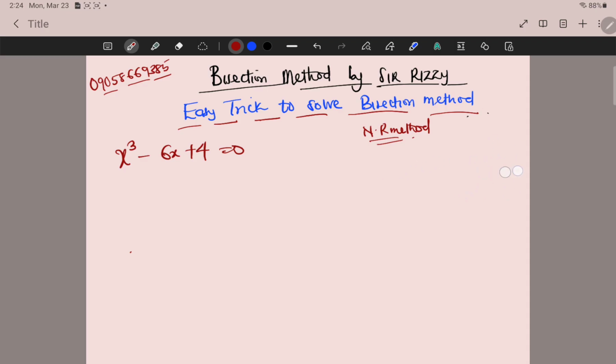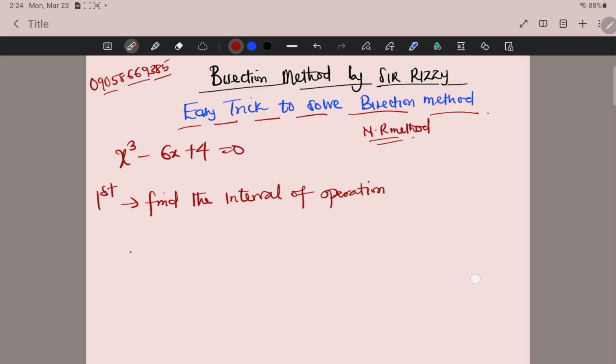But we're not doing that today. We are doing something very, very interesting, so I want you to pay very close attention. First of all, you're going to find the interval of operation. You find the interval of operation. Let us find the interval of operation.